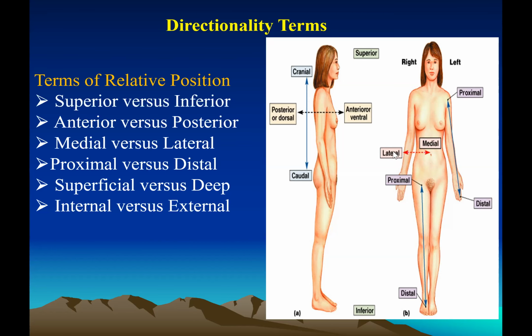A set of terms that are used mainly for your arms and legs are proximal and distal. This is the point of origin. Your shoulder joint is the point of origin of your arms, right? So if the area that you want to describe is near that, it's called proximal. Away from the point of origin is called distal. Very similarly, you can use proximal and distal in your legs also. For example, your knee is distal compared to your thigh.